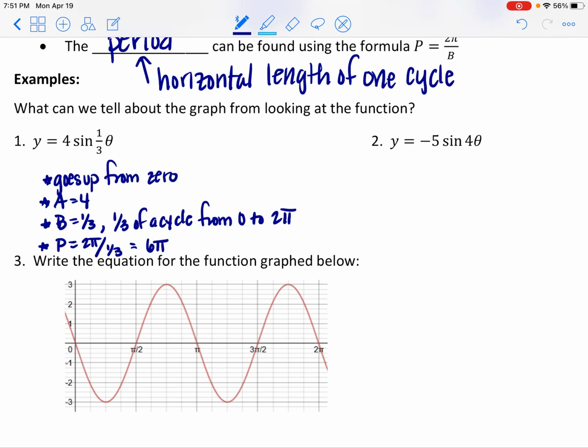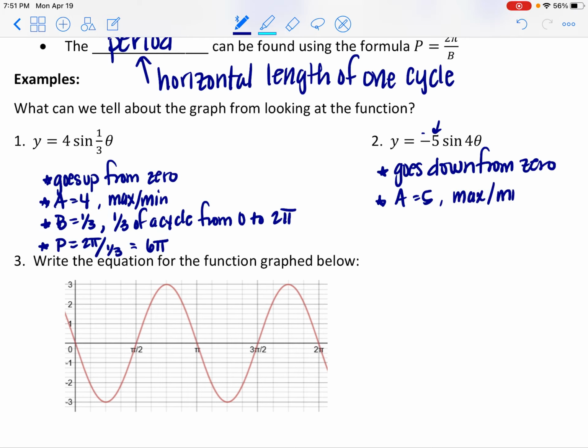So let's try that again. So this one, because there's a negative out in front, this one goes down from 0. And how far down? It's going to go to 5. So the amplitude is 5. I should have put up here that's the max and min, right? Max, min. Up to 4, down to -4. So the amplitude's 5 here. That means we have a max of 5, a min of -5.